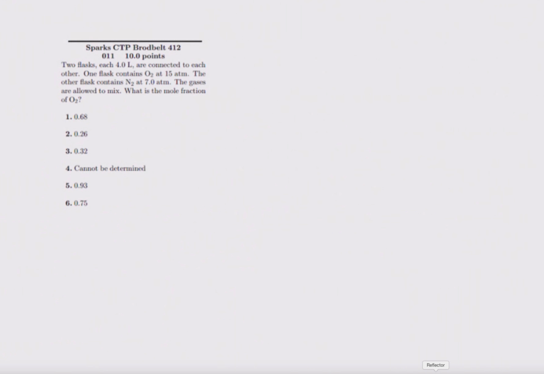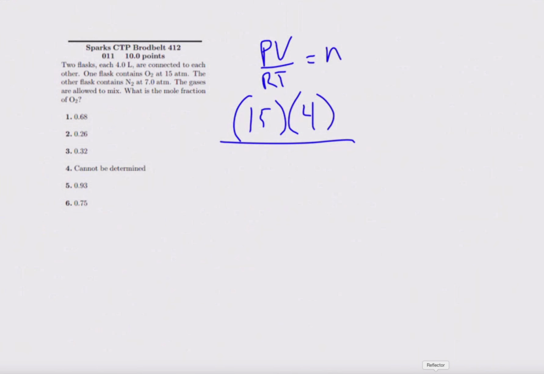So here's a question about mole fractions, and this one actually asks you to do a little bit of ideal gas law as well. So what we're going to use here is the ideal gas law because we need the number of moles of each. So PV over RT equals n. And we're going to do that for both of them. The pressure is 15 atmospheres for the oxygen. The volume was given as 4 liters for the container.